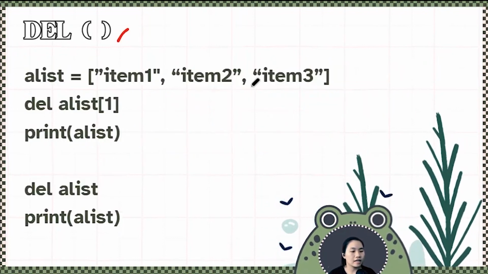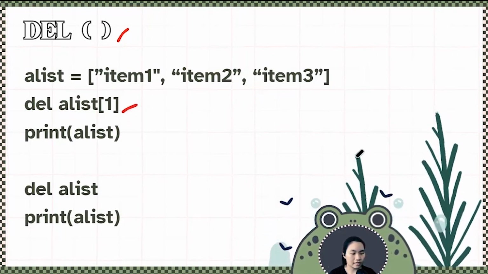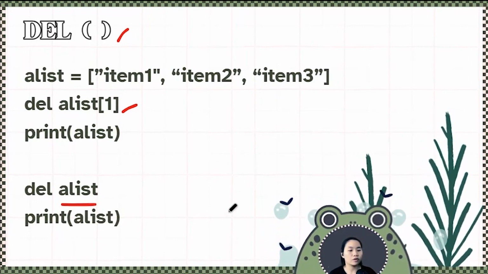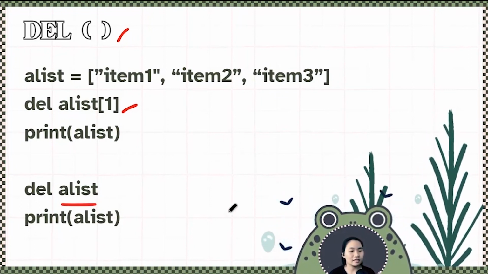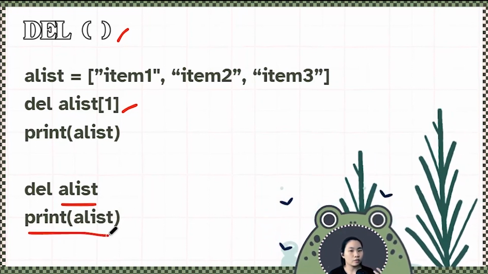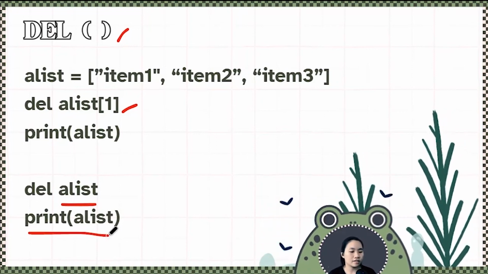Next up is del. What this method does is delete an index. But if you don't specify an index and you just give it the name of a list, it will delete the list, right? Del, delete. And if you print the list after you've deleted it, it will return an error, and we'll get to see that in a bit.